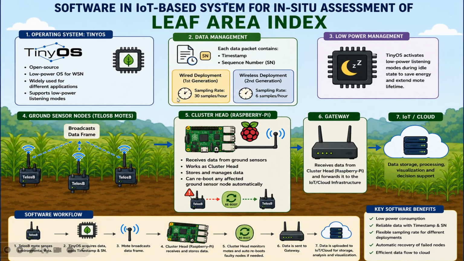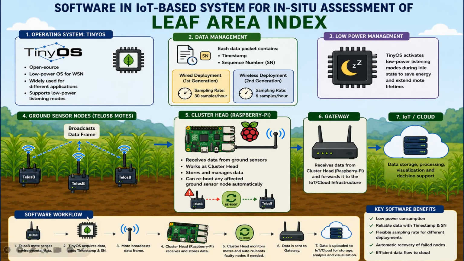Now in the first generation wired deployment, the sensor collects data at the rate of 30 samples per hour because power and the communication resources are readily available. In the second generation wireless deployment, it uses only 6 samples per hour to reduce the energy consumption and extend the battery life. Now here one of the key features of TinyOS is its low power listening mode. When a sensor node is not actively sensing or transmitting data, TinyOS automatically switches it into a sleep state, and this significantly reduces the power consumption and increases the operational lifetime of the sensor nodes.